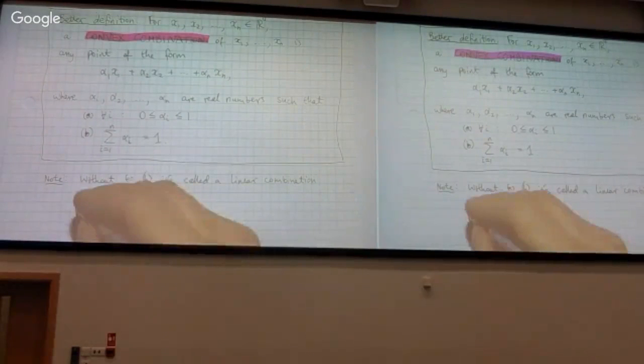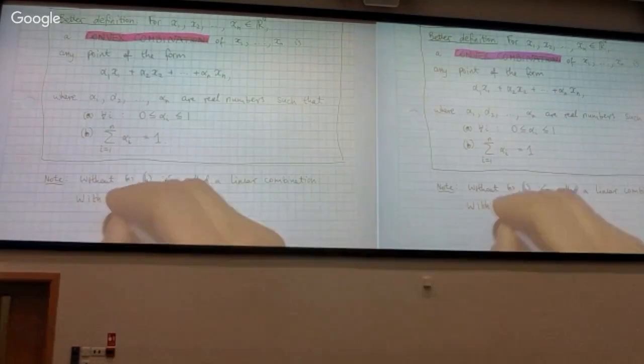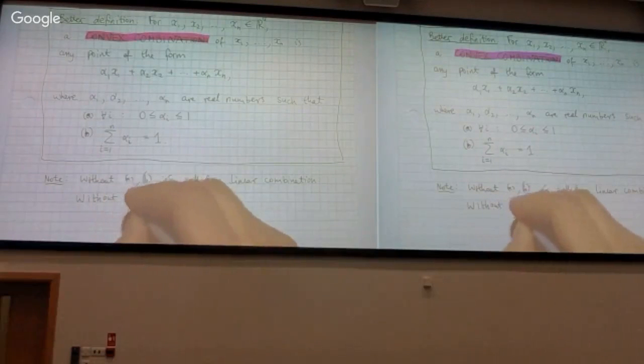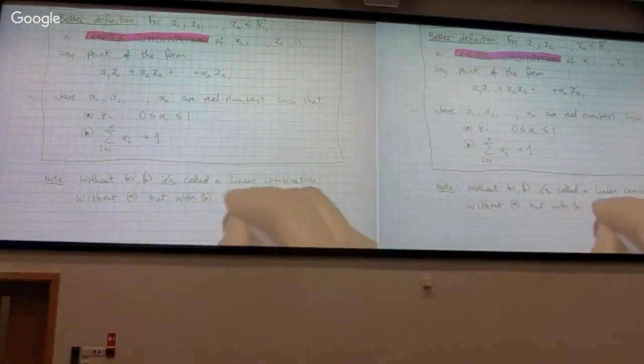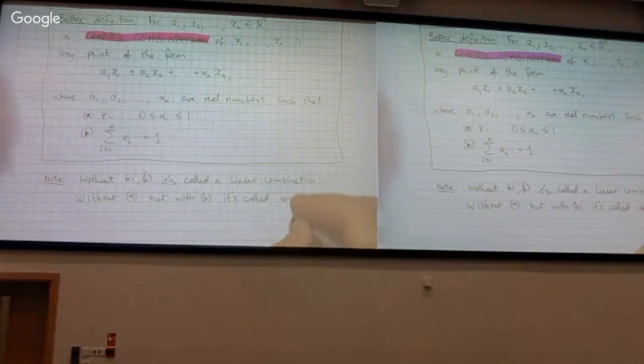And if you have B but you don't have A, it's called an affine combination. So you won't need this.